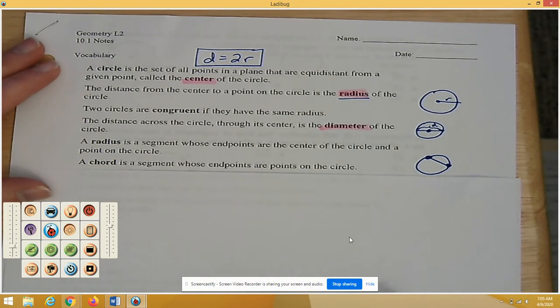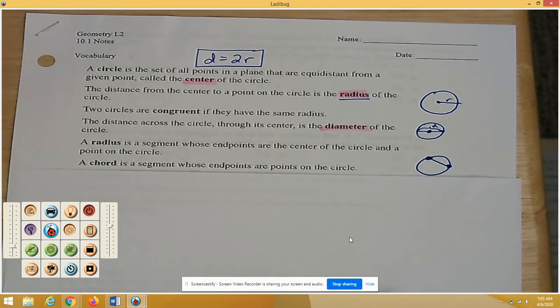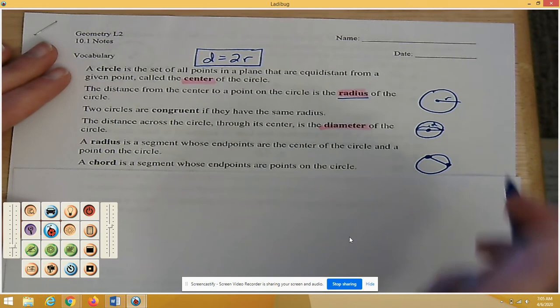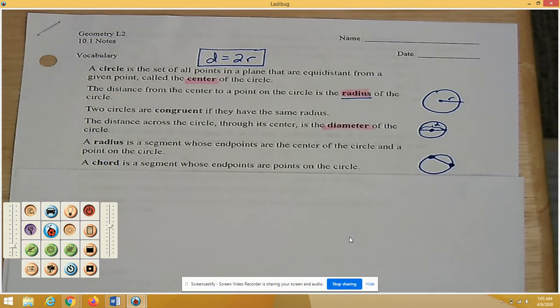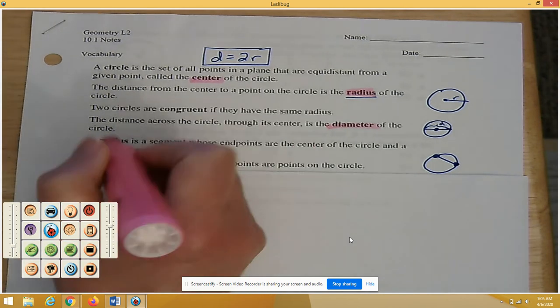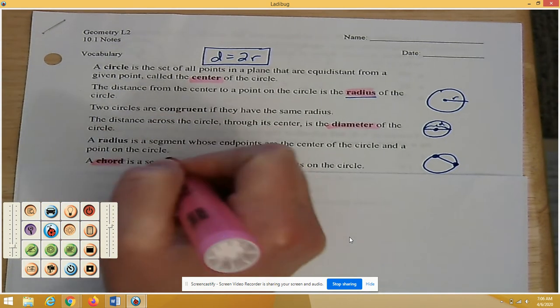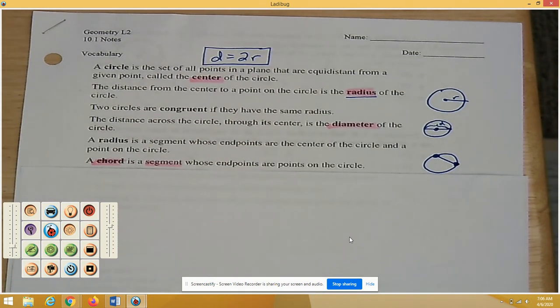So remember, a segment has a definite beginning and end as you're going through. So you're going from a point to a point. So that is a chord. So a chord is a segment whose endpoints are points on the circle.